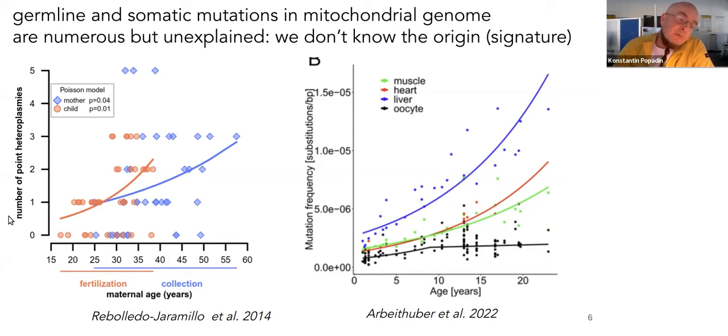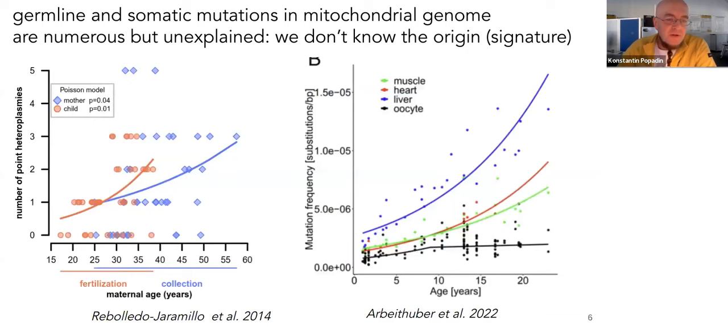And we can see that more young mothers, 20, 25, contribute approximately one new mutation to offspring. But less young mothers, let's say 25, 30, 35, 40, contribute approximately two de novo mutations to offspring.